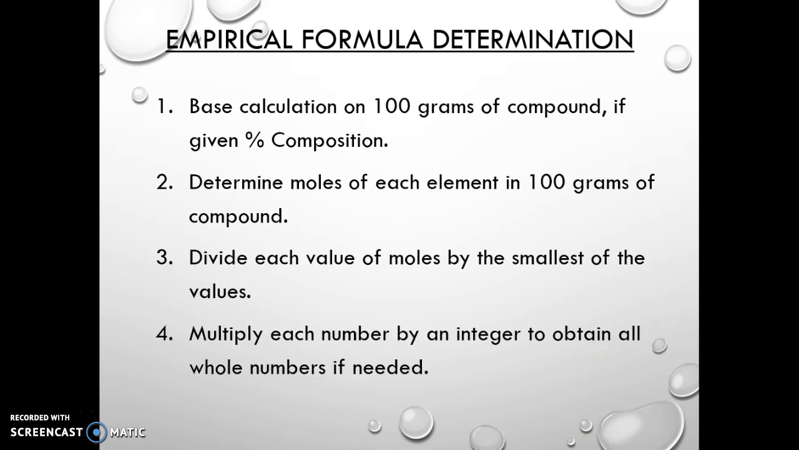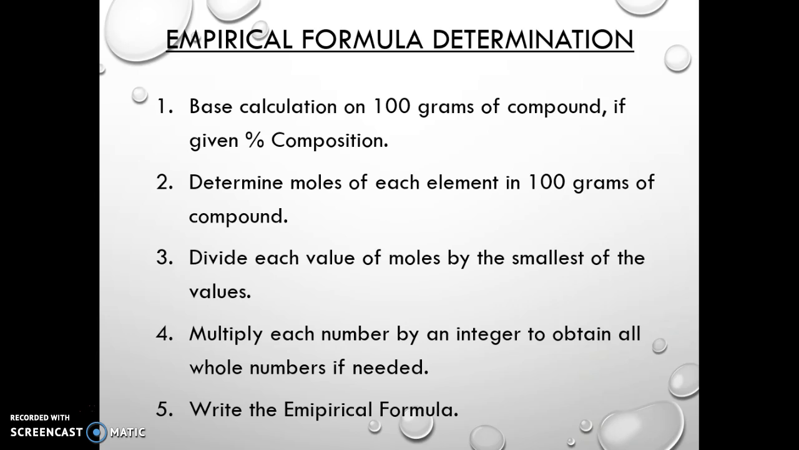And then once we do that, if we have numbers that are not whole numbers, then we have to obtain whole numbers if necessary. And we'll see a couple examples of that in just a minute so that you don't get too confused by it. So that is a step that may or may not happen. And then finally, we're going to write the empirical formula.